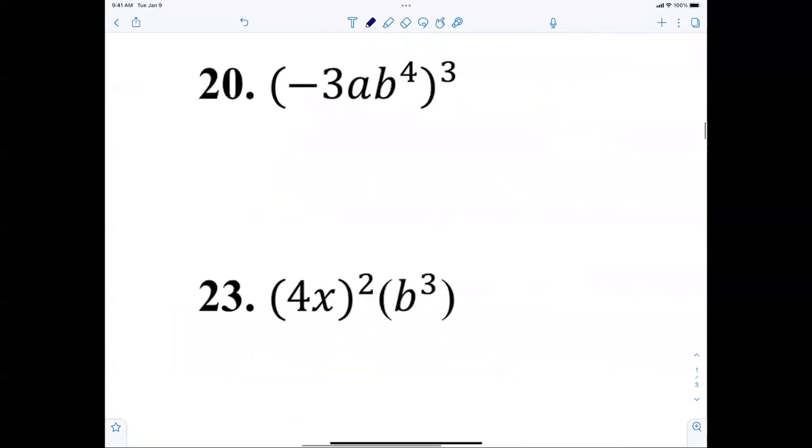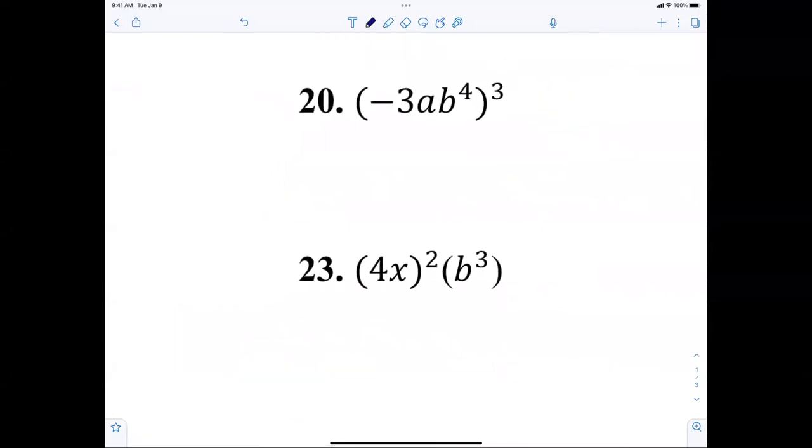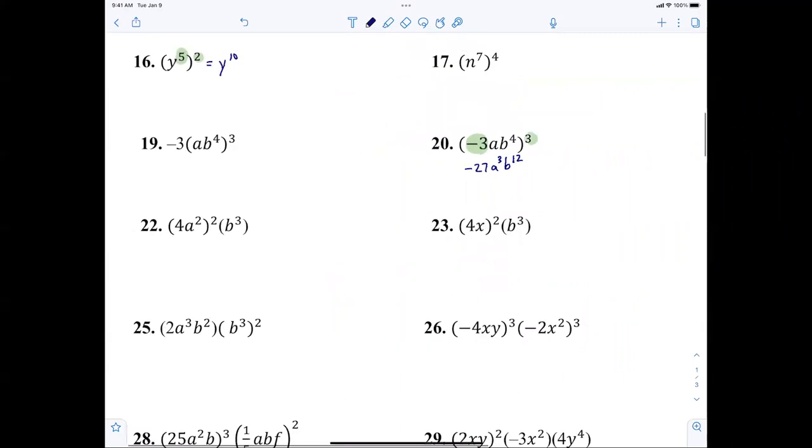All right, number 20. Let's see what you know. -3 and a to the 3rd. No. What is this to this? Yes, sir. -27. Now what? A to the 3rd, b to the 12. Yes. -27a cubed b to the 12. Everybody good with that? All right, 22.